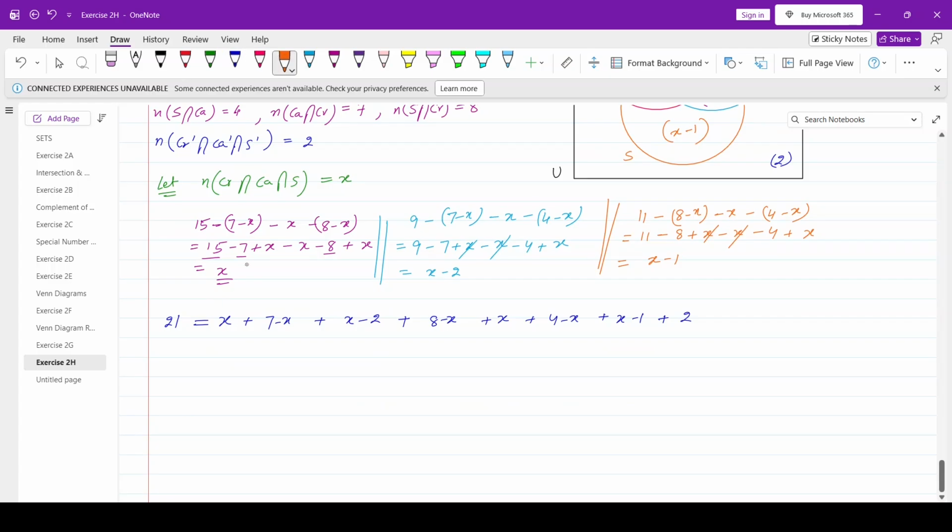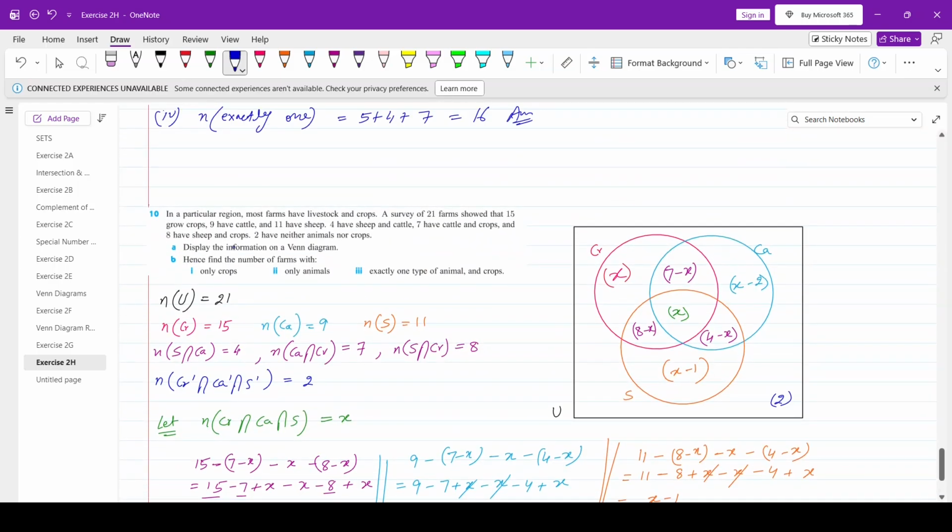Now we know this X will cancel this one out, this X will cancel this one out, this X will cancel this one out, and we'll be left with 1X only. So 1X is remaining, and 7 minus 2, that is 5, plus 8, that is 13, plus 4, that is 17, minus 1, 16, plus 2, 18. So 21 is equal to X plus 18. Hence X is going to be equal to 21 minus 18, that is 3. So the value of X is 3.